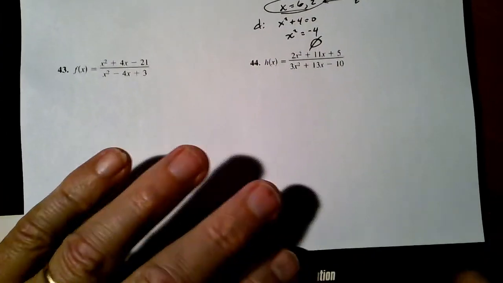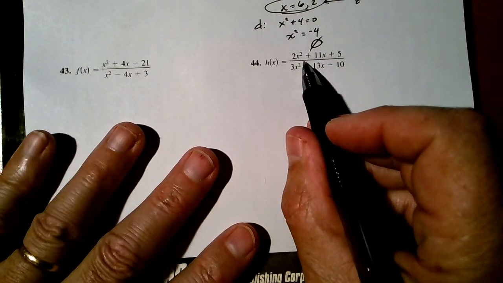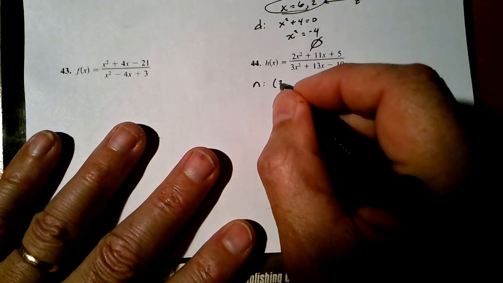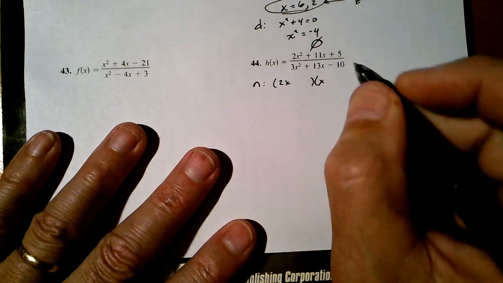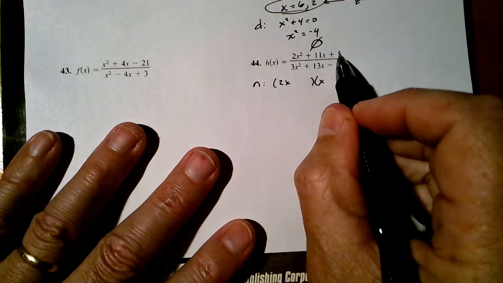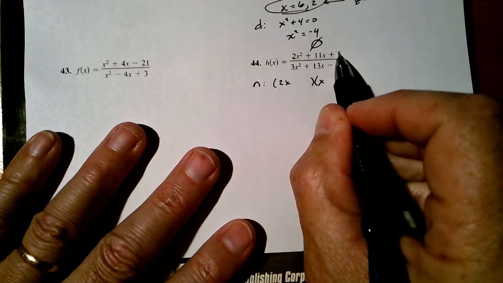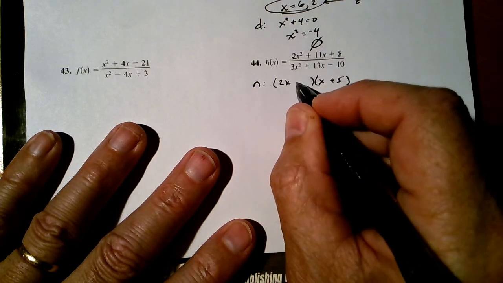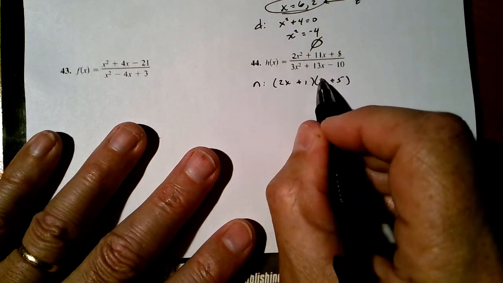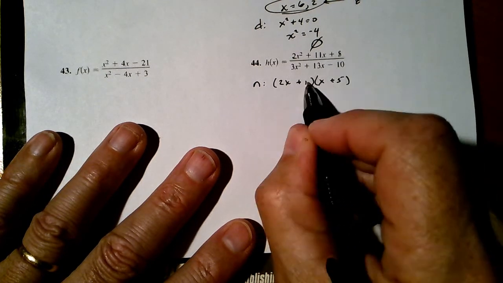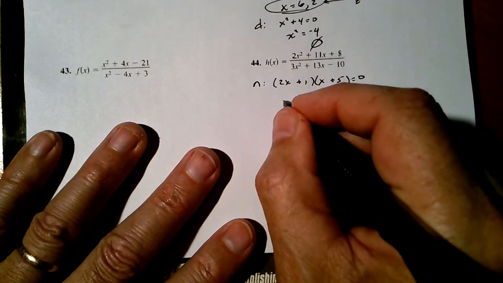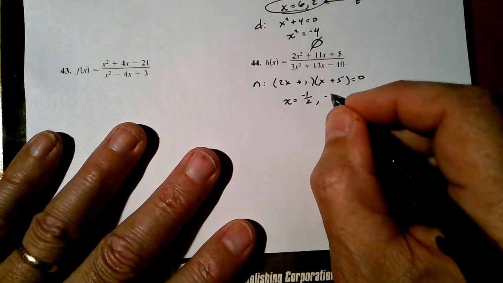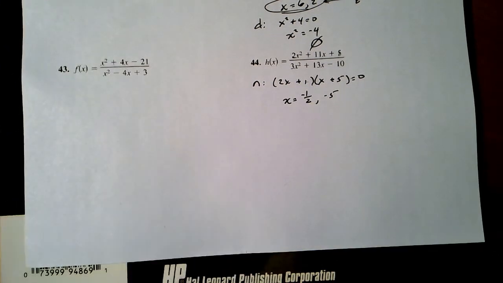Okay? Suspicious of this one. There might be a hole in this graph. Numerator. If it factors, it's 2x and x. Factors of 10 that add up to 11, 10 and 1. I can get a 10 right here for my outside. If I put a plus 1 there, 2x squared plus 10x plus 1x and plus 5. That gives me x is negative 1/2. Subtract 1, divide 2. And x is negative 5.